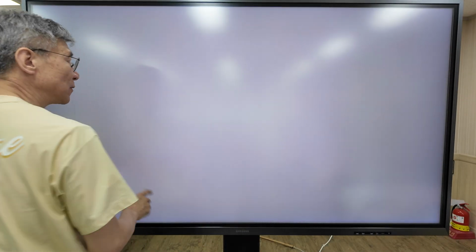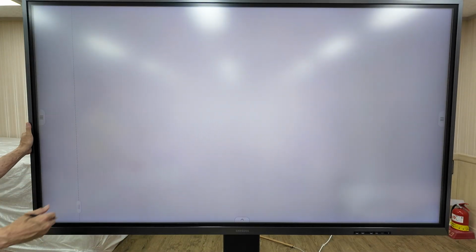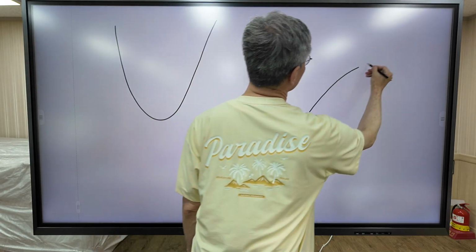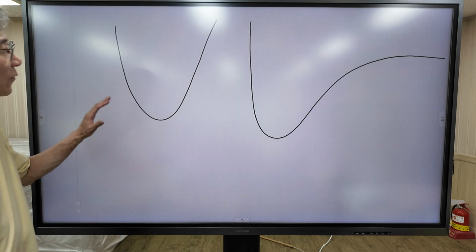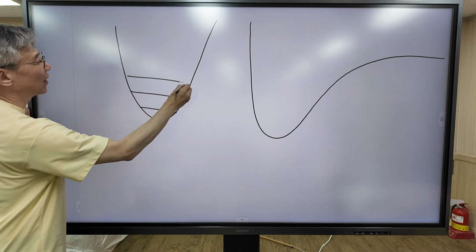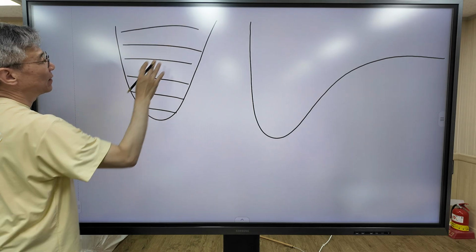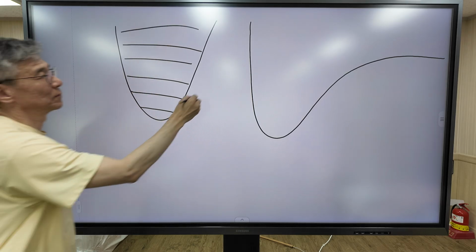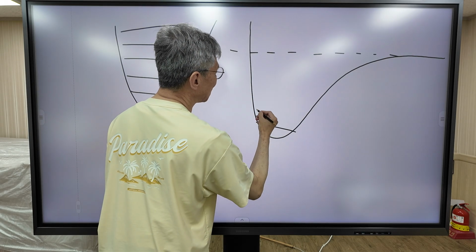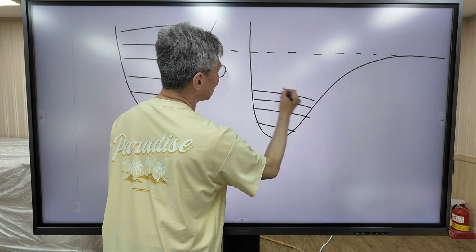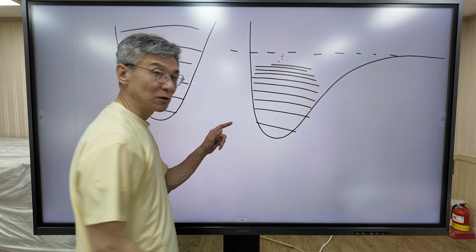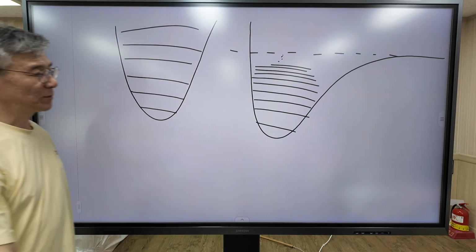Before we discuss the first case, I'm going to compare the harmonic potential with the anharmonic potential. With this harmonic potential, according to quantum mechanics, vibrational energy levels are equally spaced indefinitely. This is the harmonic oscillator model. In the anharmonic oscillator model, the energy levels are not equally spaced. The energy levels come closer together as you approach the dissociation limit. So the spectrum looks like this.